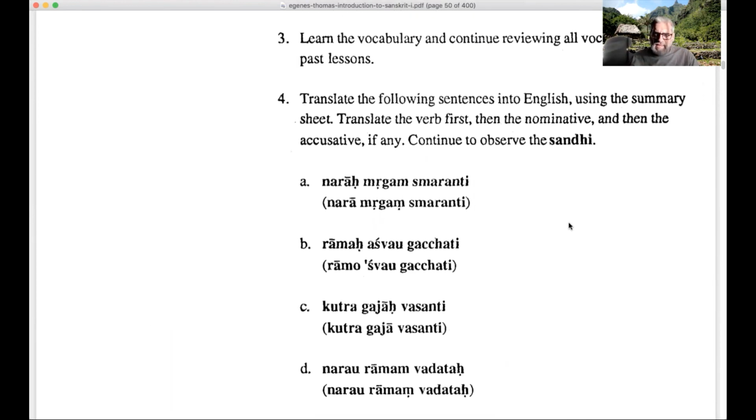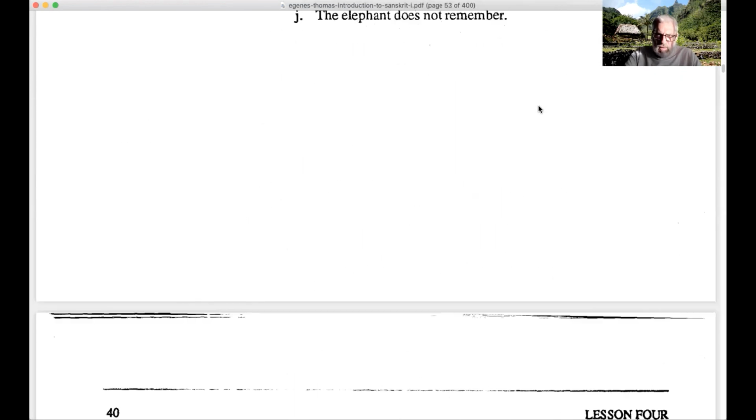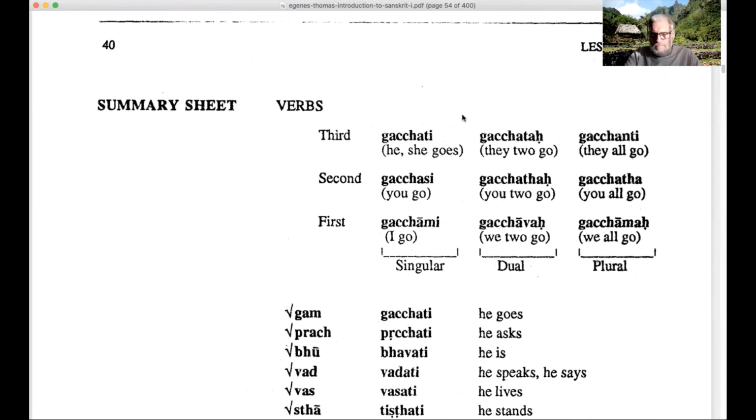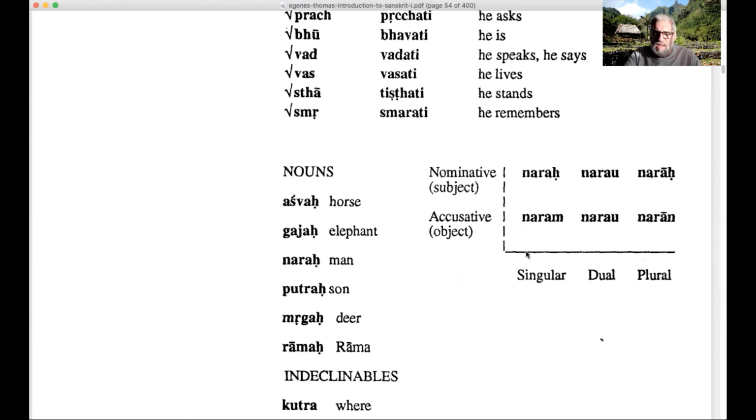Translate the following sentences using the summary sheet. Right, so the summary sheet is here. This is the summary sheet, page 40. It gives us how to conjugate the verb gam, gachati, gachataha, gachanti, gachasi, gachathaha, gachatha, gachami, gachavaha, gachamaha. We also have the nouns, naraha, narau, naraha, naram, narau, naran.